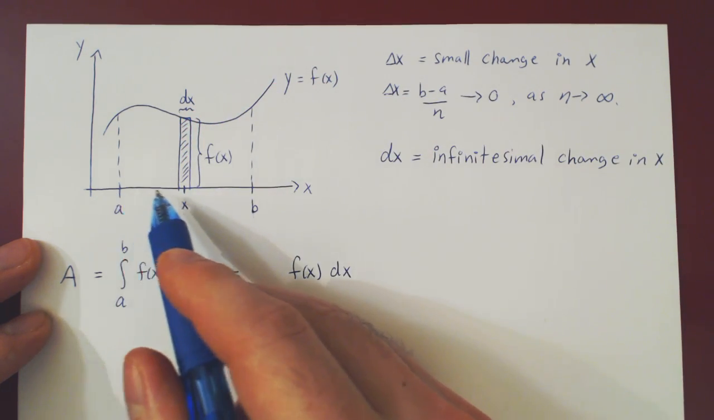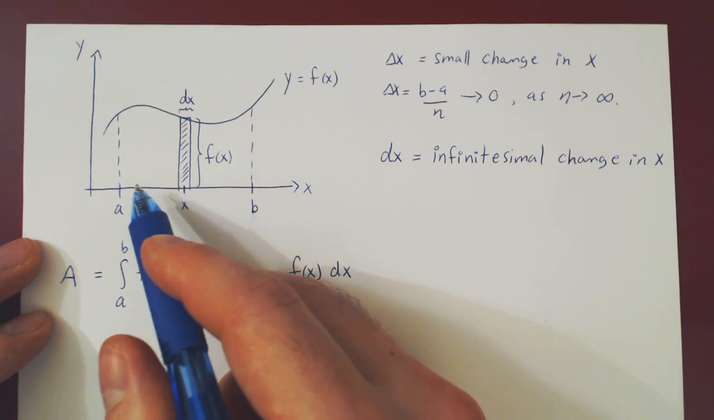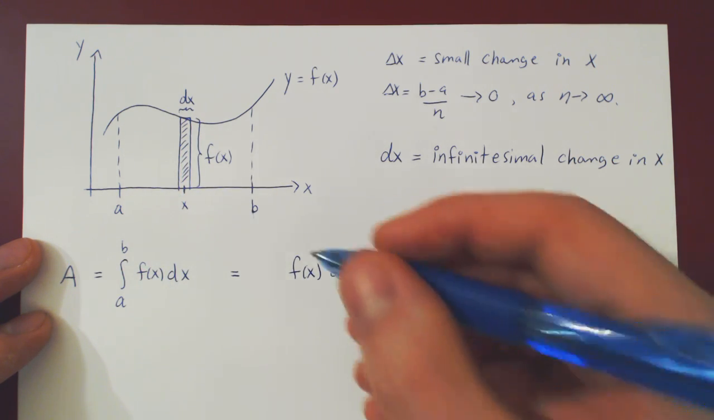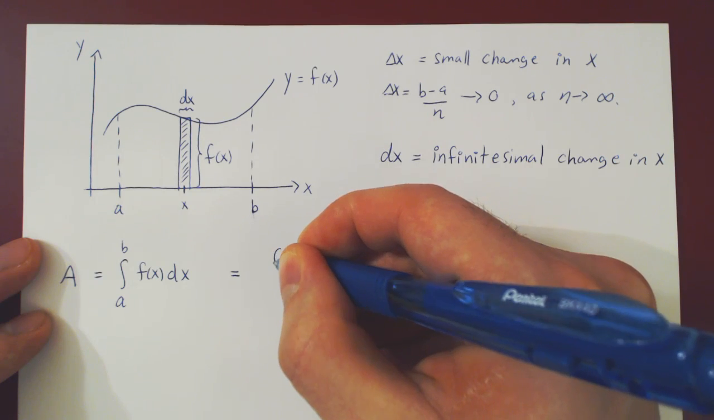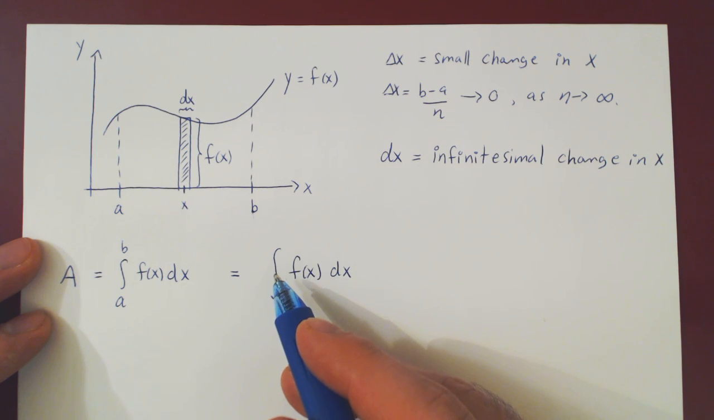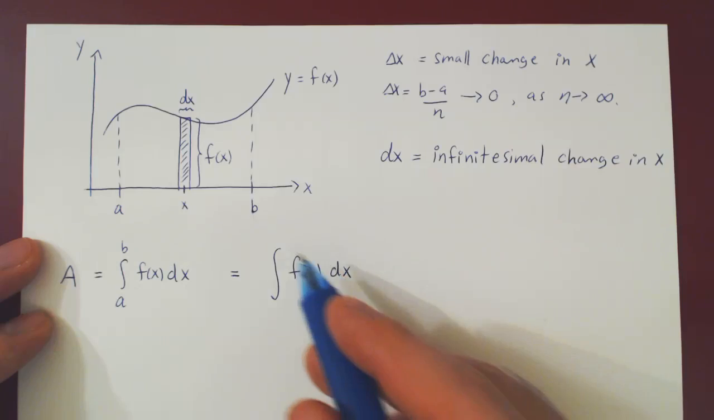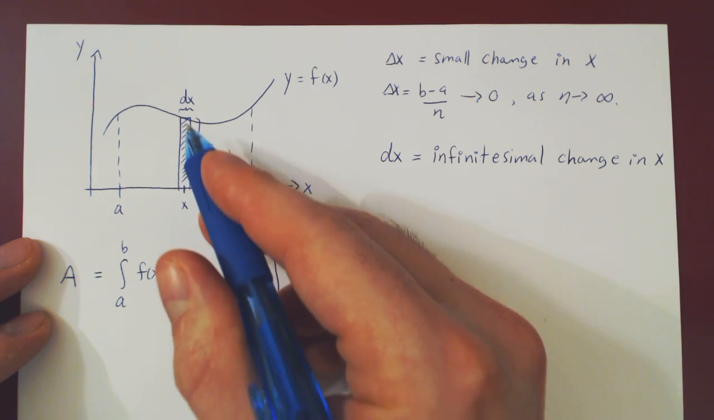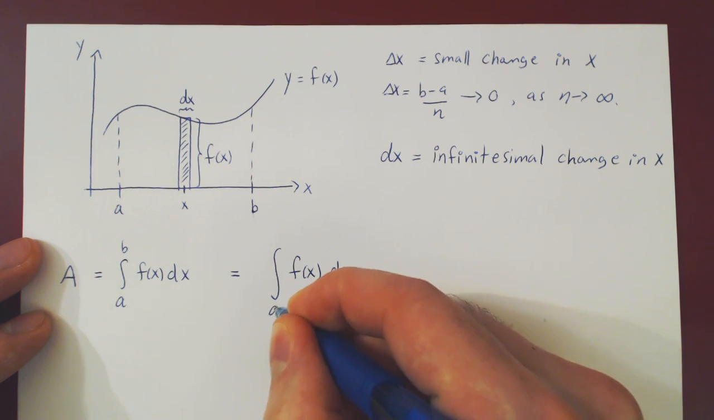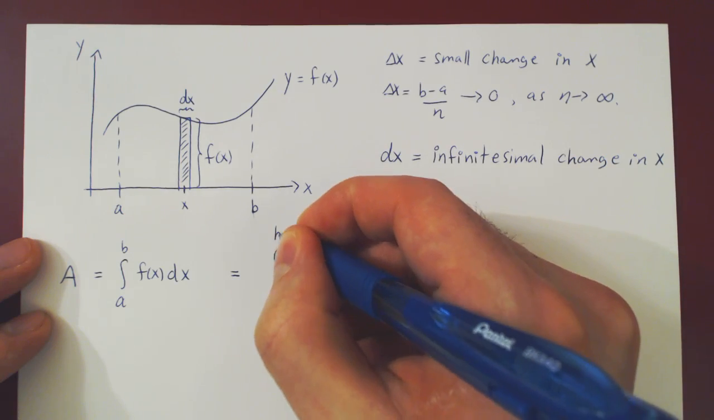To find the total area under this curve, we have to add up the area of all of the other tiny rectangles, but adding up is the same as summing, and so we use a long stretched out s to represent a sum. So now we are saying add up, sum, all the areas of the rectangles, and we're summing from where? Well, x must start at a, and x ends at b.